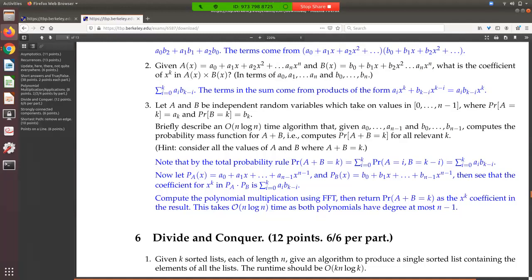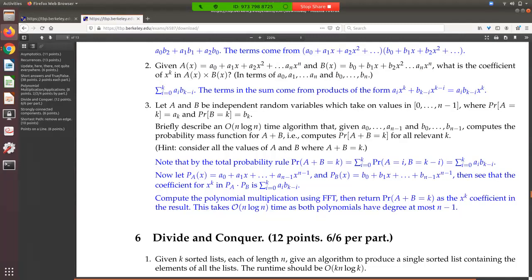Hi, for this question, would it be the same thing if we reversed one of the coefficients, like one of the polynomials? I think not, because instead of getting the probability that a plus b equals k, I think it would be like the probability of a plus n minus 1 minus b equals k.